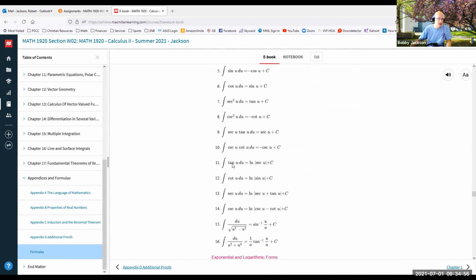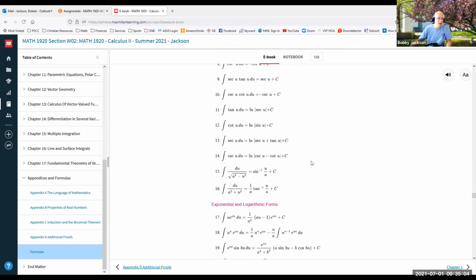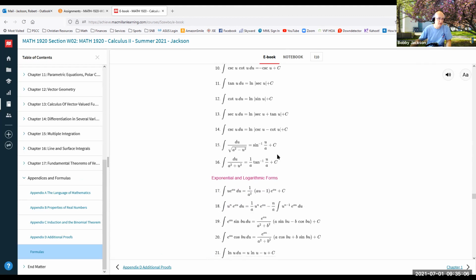So numbers 1 really through 12, I expect you to be able to do tangent and cotangent. Even if you forget, you can rewrite tangent as sine over cosine and use the substitution rule to get this relationship. And then 15 and 16, I also want you to know the inverse sine and inverse tangent, the ones that evaluate as those antiderivatives. 13 and 14, I generally will give those to you, although I do show you how to prove the secant one in one of the lecture videos on trig integrals.